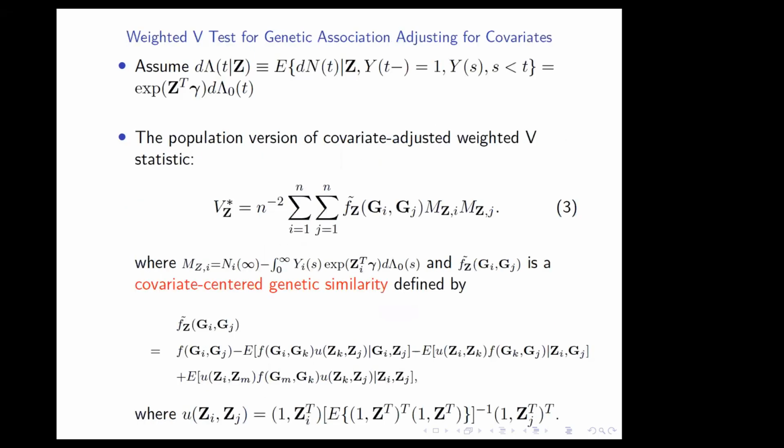Then we developed a weighted V test for genetic association adjusting for covariates. In this test, we assume that under the null hypothesis, survival time given adjustment covariates follows a Cox model. And then the weighted V test is based on this weighted V statistic. Here, this M_Zi is the martingale residual under the above Cox model. And this F tilde Z is a covariate-centered genetic similarity. It is defined by this expression.